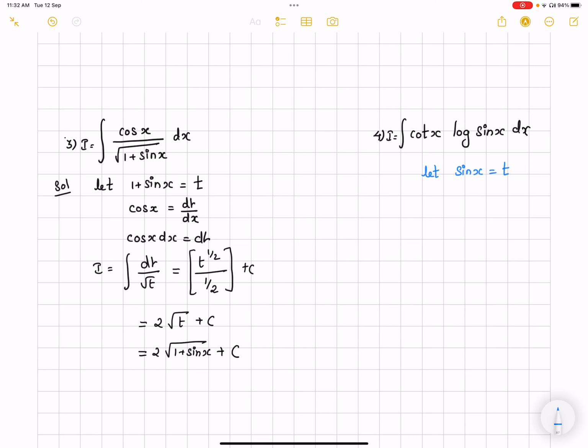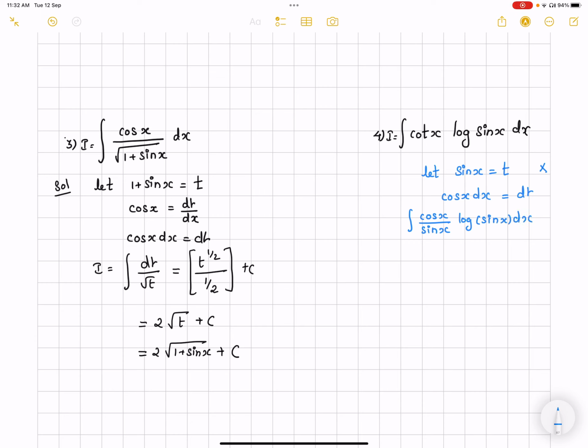Okay, I never preferred this one. Why, I will tell you now. Let me sort out what exactly the problem is in this. When I differentiate both sides with respect to x, I get cos x dx is equal to dt. Do I have cos x in my question? Yes, it is there. Right now it is in a hidden format. How? Because cot x can be written as cos x divided by sin x, and then log of sin x. This is how the problem is for us.